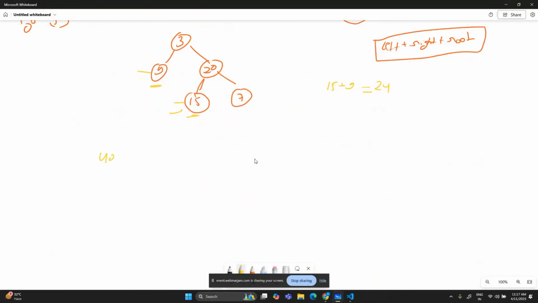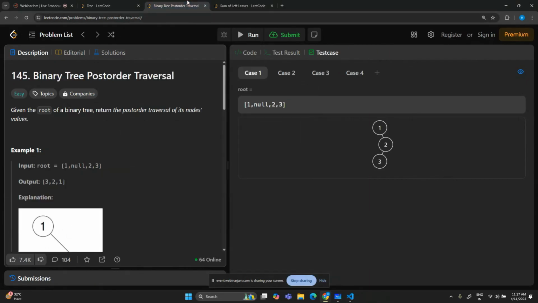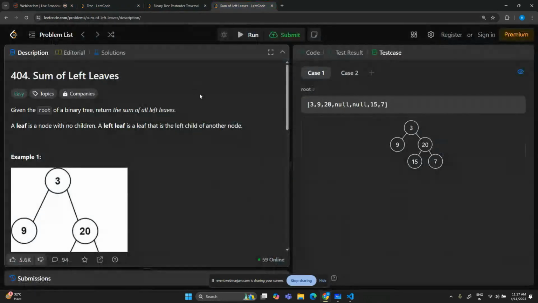So class, all of you open question number 404 on LeetCode. Sum of Left Leaves. Okay, open question number 404. So how can we solve it?